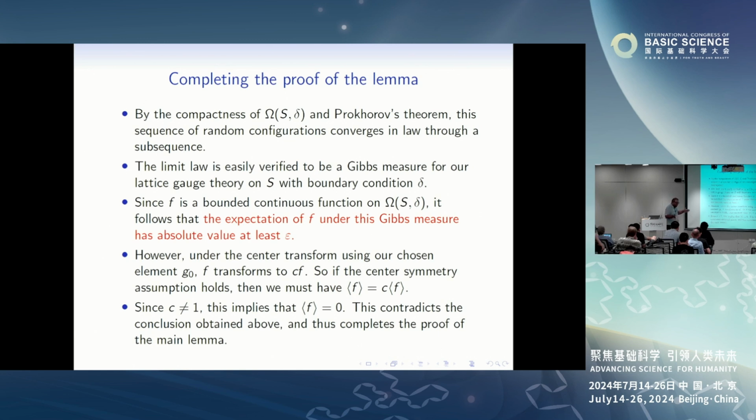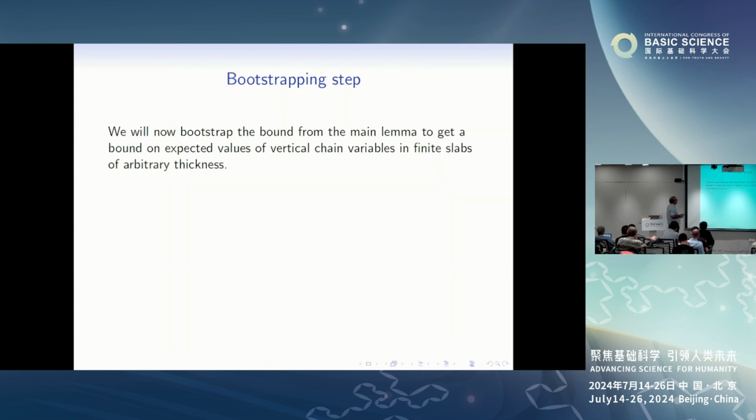Okay, let me just recap the lemma. It shows that if you take the slab and take a vertical chain variable, its expectation decays as the size of the slab goes to infinity, irrespective of boundary conditions, as long as you have a fixed boundary condition on the top and bottom. Okay, so now the remaining step is to bootstrap from the main lemma to get a bound on the expected values of vertical chain variables in finite slabs of arbitrary thickness.